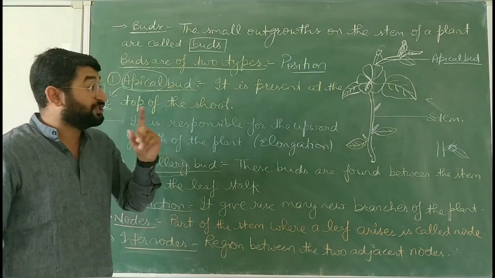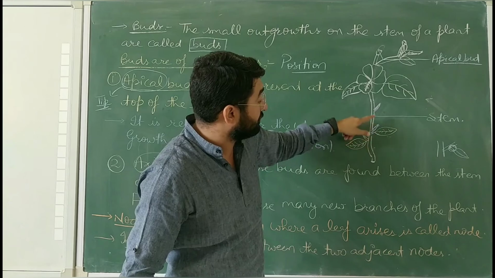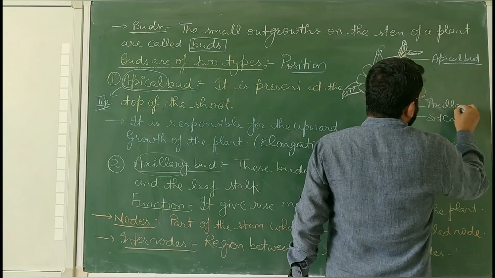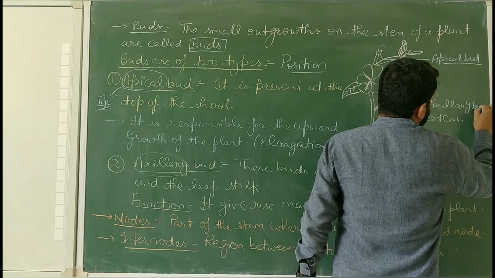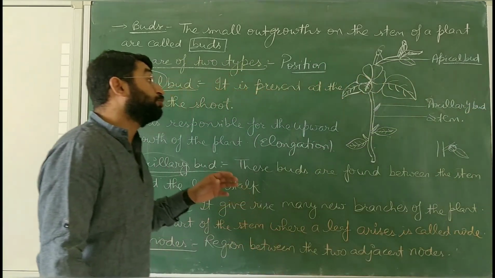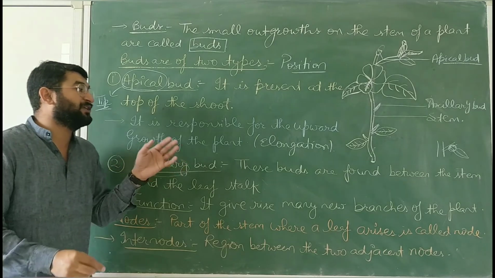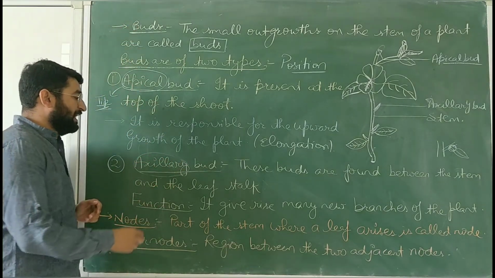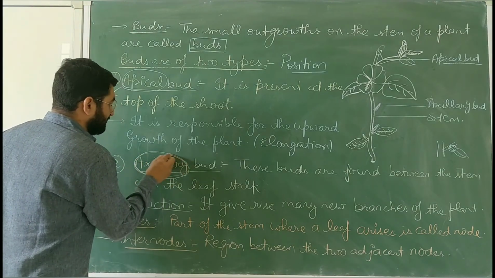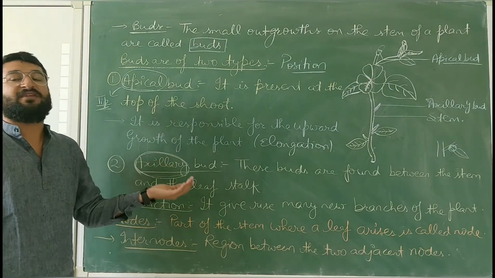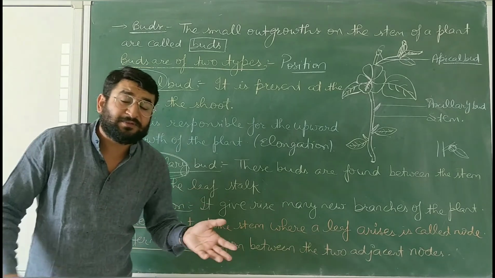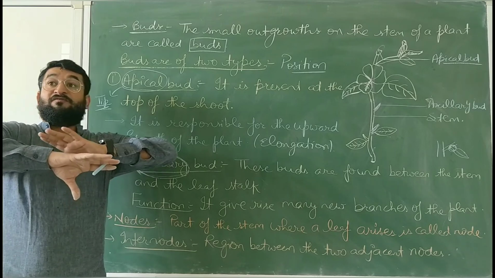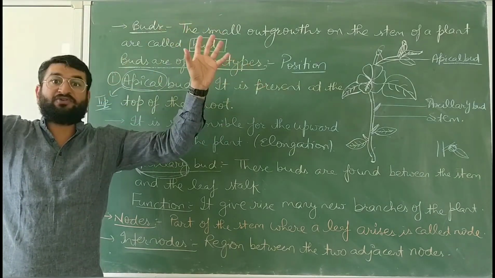The buds which is present between the two leaf stalks, those buds are known as axillary buds. ऐसी बड बचे जो दो लीफ स्टॉक्स के बीच में प्रेजेंट होगी, जो इन बिटवीन द स्टेम होगी, नॉट एट द टिप. These are known as axillary buds. What is their function? It helps in the branching of a stem. It helps in the widening of a tree.